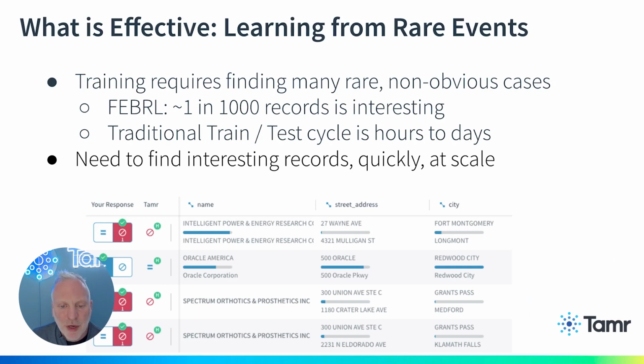The traditional train-test cycle may take hours to days, so to accumulate the 5,000 to 10,000 training labels at that 1 in 1,000 interesting record rate may take weeks to months and potentially years. So to learn effectively, we need to find these interesting records quickly at scale.